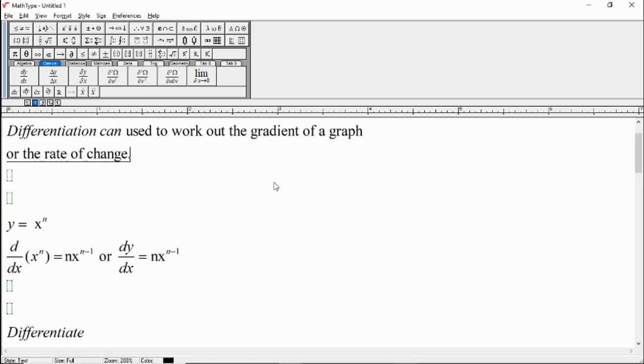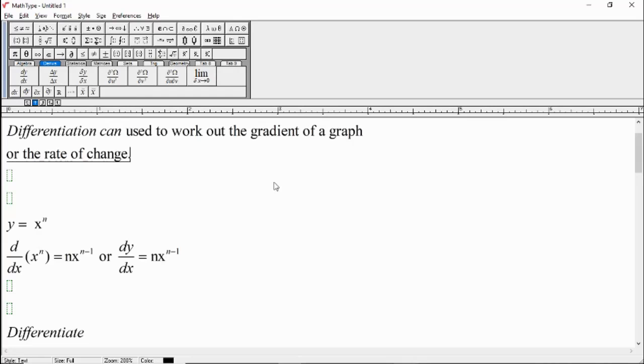Hello there, and I'm going to teach you how to do differentiation. What is differentiation? Differentiation is working out how steep the graph is, like the gradient.